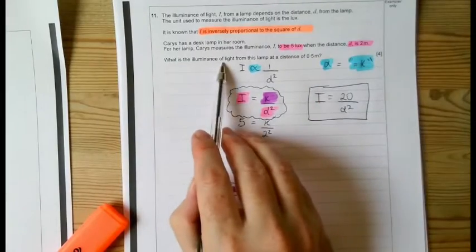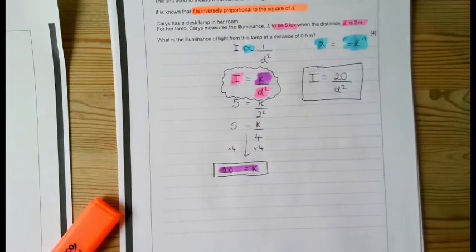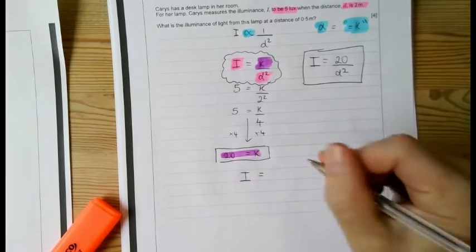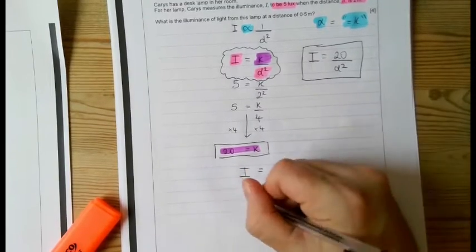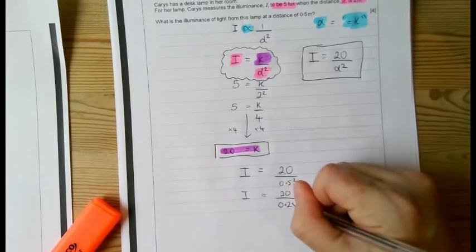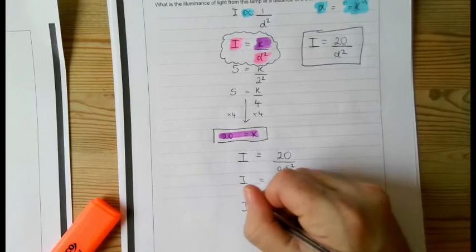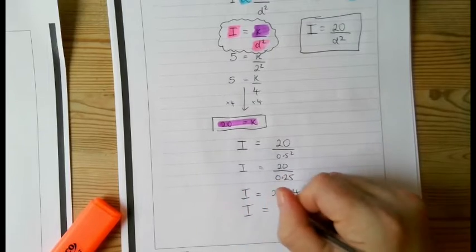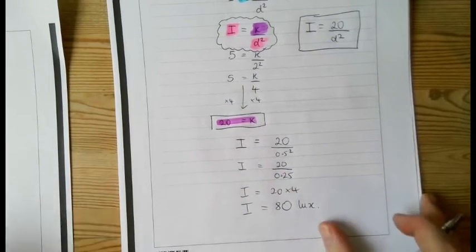It then says what is the illuminance of the light at a distance of 0.5 metres. So I'm now going to say I equals 20 over 0.5 squared. 0.5 squared is 1/4, 0.25, and if I divide by 1/4, it's like multiplying by 4. 20 times 4 is 80, so my answer is 80 lux.